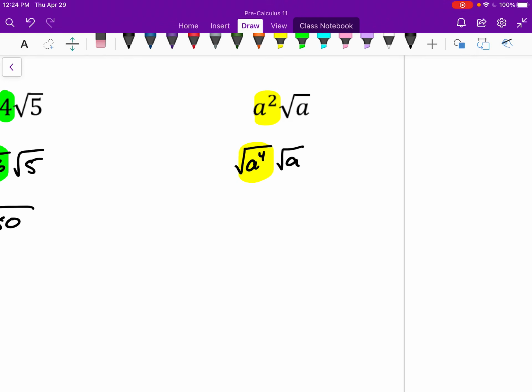Once you have that done, then I'm multiplying 2 radicals, and they're both square roots, and so I can write this as a square root of a to the power of 4 times a to the power of 1, which is a to the power of 5.